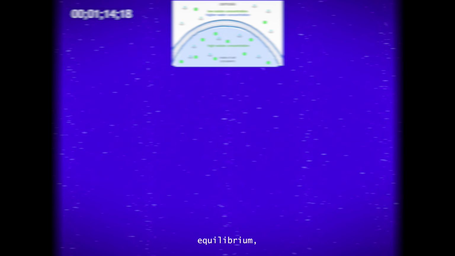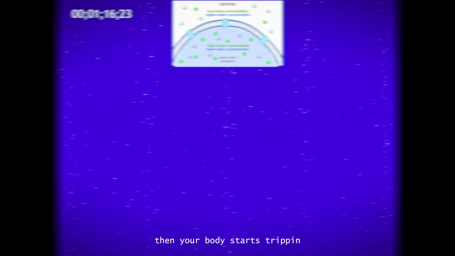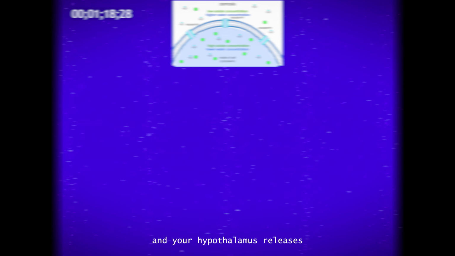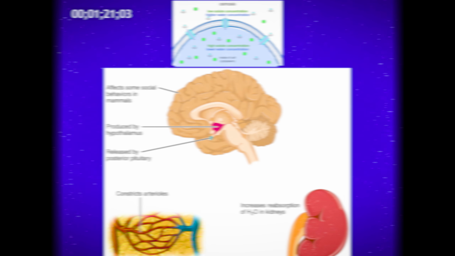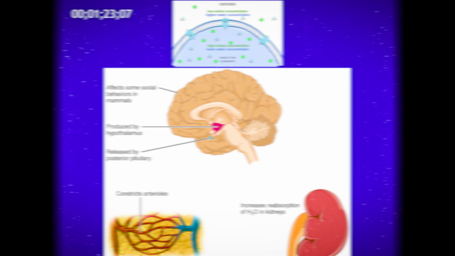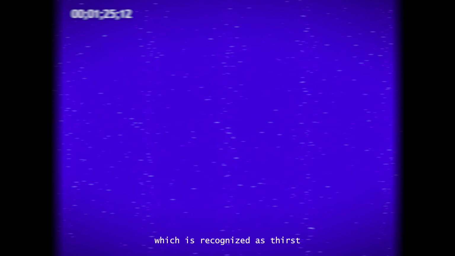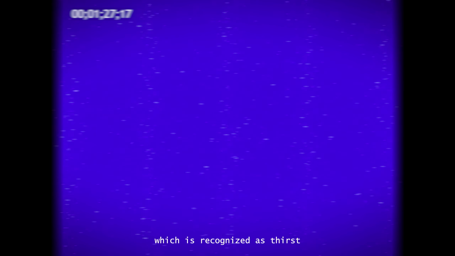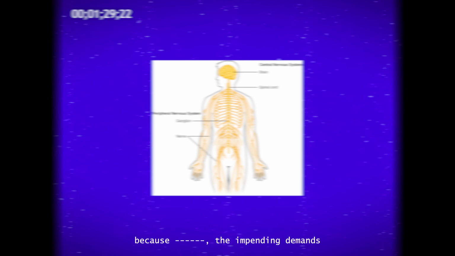If neither is in equilibrium, then your body starts tripping, and your hypothalamus releases a hormone called ADH, as well as others, to allow the body to signal the requirement of water, which is recognized as thirst. Because Osmorog, the impending demand.